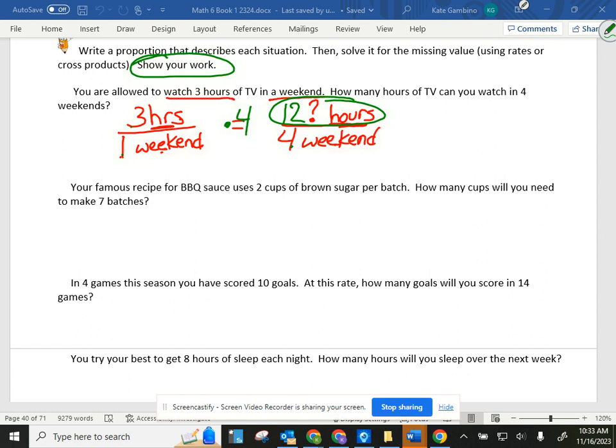Okay. Your famous recipe for barbecue sauce uses 2 cups of brown sugar per batch. How many cups will you need to make 7 batches? How am I going to set this proportion up? What would be the first part of my proportion? Lilia. You would do 2 cups and 1 batch. 2 cups over 1 batch. And that's going to equal what? 2 cups over 1 batch equals what? Madison?